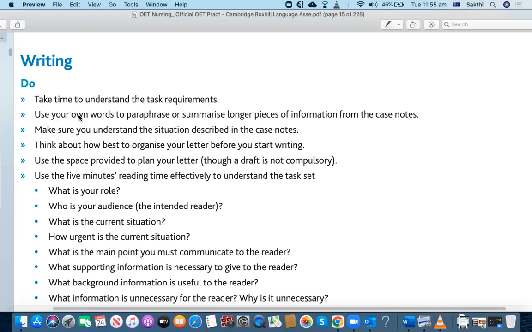Right. What would be the second thing? You need to use your own words to paraphrase or summarize longer pieces of information from the case notes. This is very, very critical. Remember that you should not copy and paste the words from the case notes. Why? There are two reasons why you should not copy the words from the question paper to your letter. One is, sometimes the words may have incorrect spelling in the OET writing question paper, and you need to expect this, please. All right, that's the first thing.